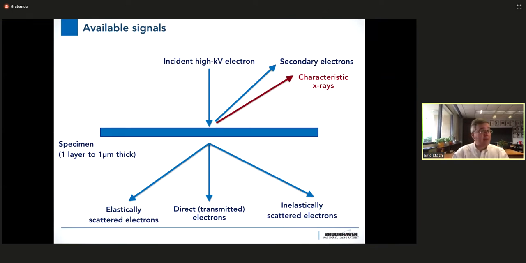So again, I haven't gone through a lot of slides because I'm trying to really get these key points at the beginning about how the microscope works and the types of signals that you can get. Again, if there's any questions, feel free to ask them in the Q&A.